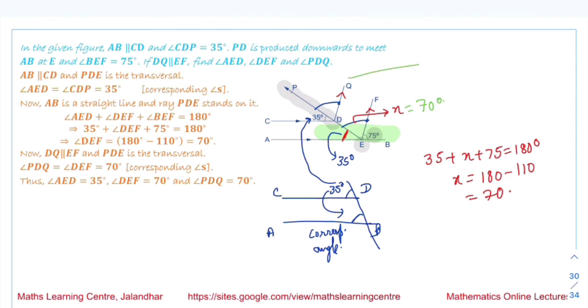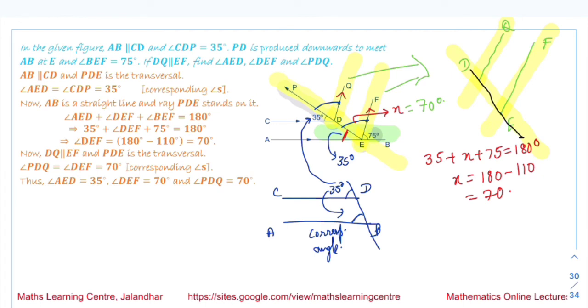Now I am talking about these two lines over here. One line is QD and the second line is FE, and for both these lines we have a transversal, which is ED. If you look at the figure, this is the line QD, this is the line FE, and this is the transversal over here.